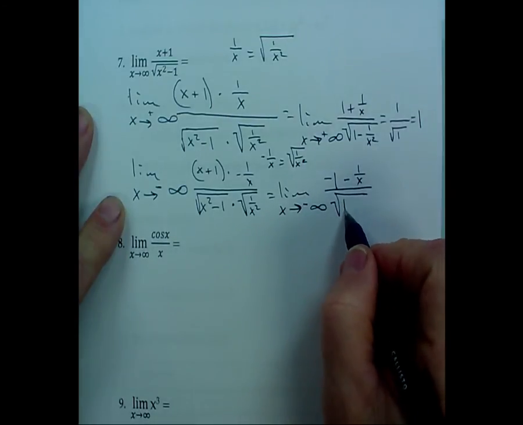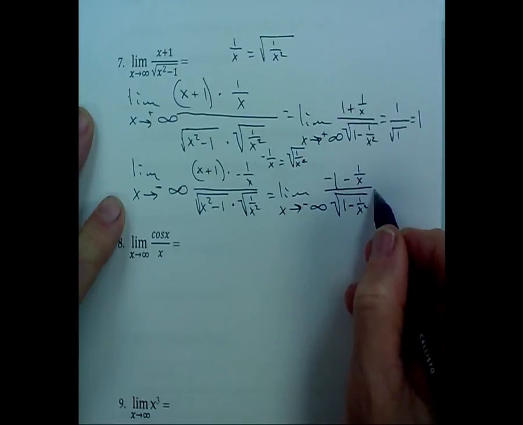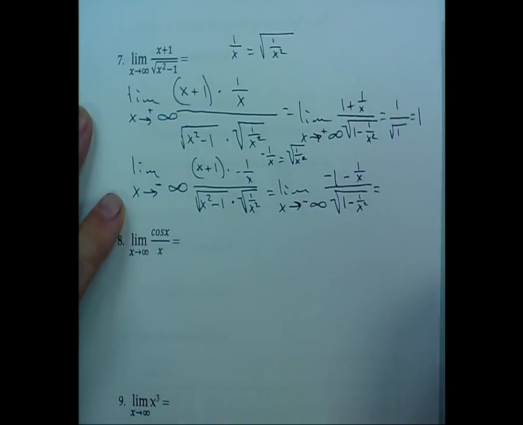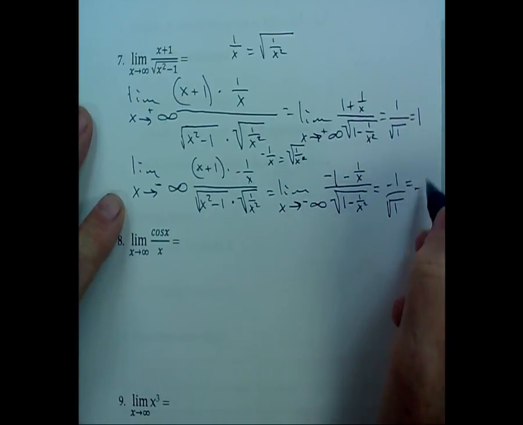1 over the square root of 1 minus 1 over x squared. And the limit is what? Negative 1. Negative 1 over the square root of 1, which you didn't have to say because that's the same as negative 1.